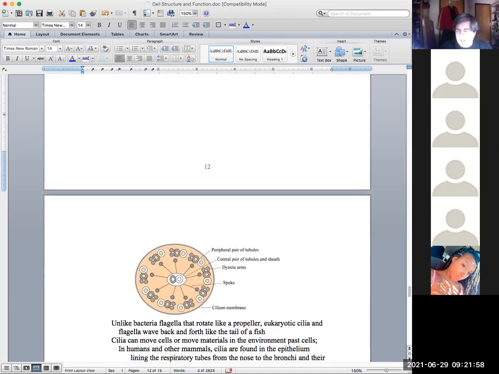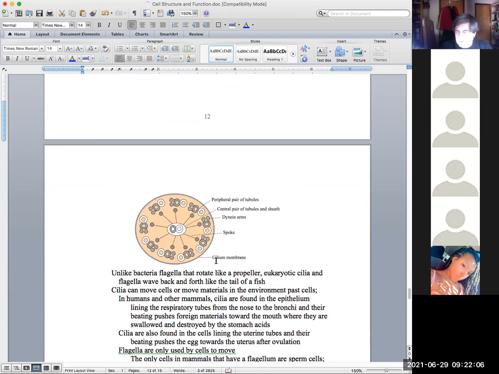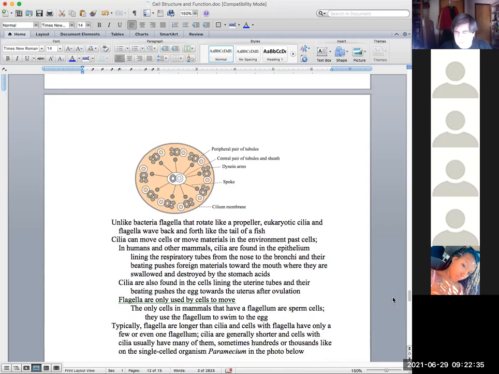So if we take an undulopodia and we kind of slice through it, and we look at these molecules, this is what we see. So here's 9 pairs around the outside. Notice that one of the molecules has something called dynein attached to it. Dynein is kind of like a motor protein. It's going to move this. And in the middle, we have a single pair. So this is 9 plus 2, 9 pairs plus 2 in the middle. I don't know why it's not 9 plus 1, because there's 1 pair in the middle, but it isn't. It's 9 plus 2.